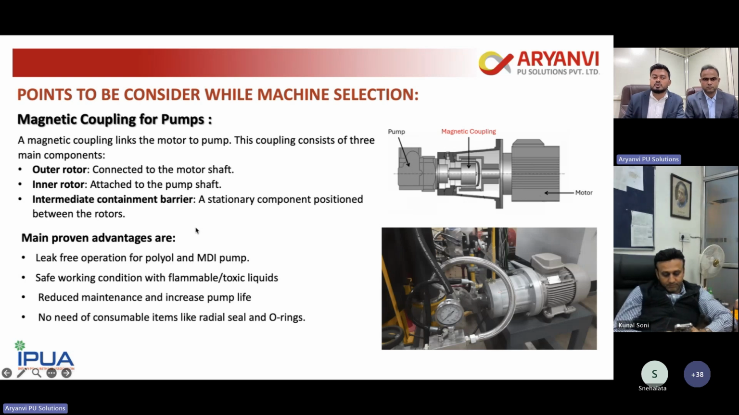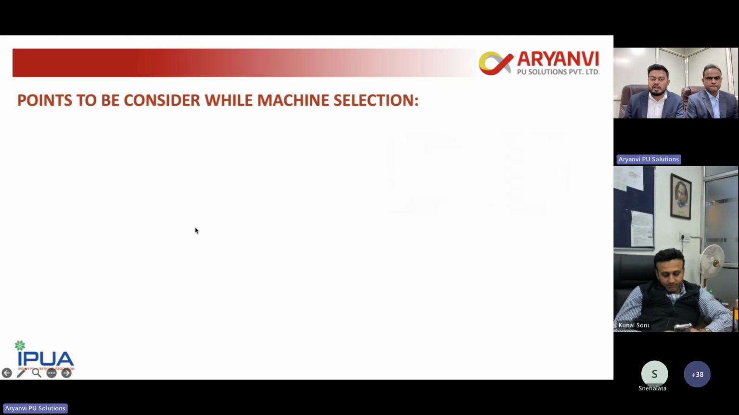No need to keep any consumables like, as I told you, radial seal or any o-ring during the maintenance time of activity because of its long life. Let's move to the next parameter, that is temperature control system.